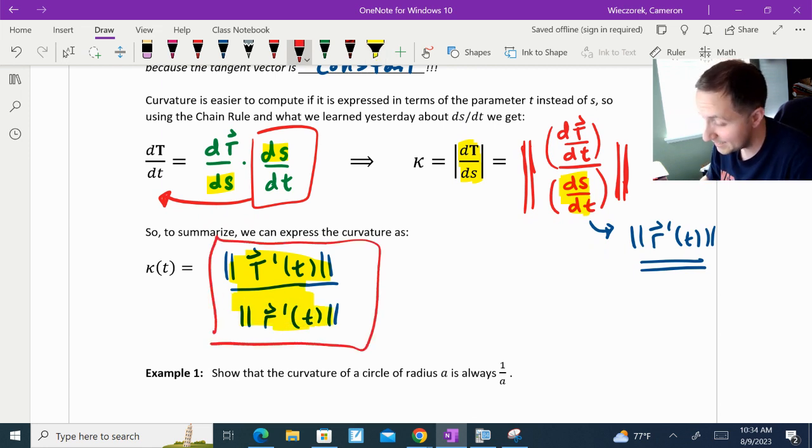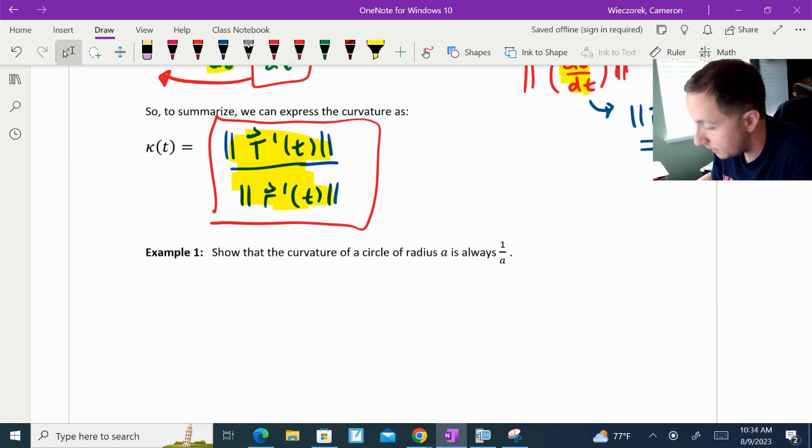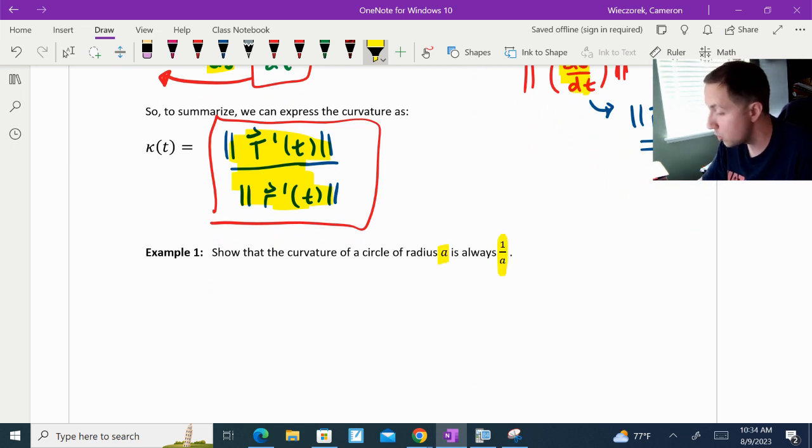I will say there's an easier version we'll see in a little bit. This isn't too bad to compute, but it might take a little while because computing T prime takes some time. So for now, this is really the only thing we have. So let's use this to verify that the curvature of a circle with radius a is always the reciprocal of the radius. That's kind of an interesting fact. If the radius of the circle is a, the curvature of that circle at any point will always be 1 over a, the reciprocal of the radius.